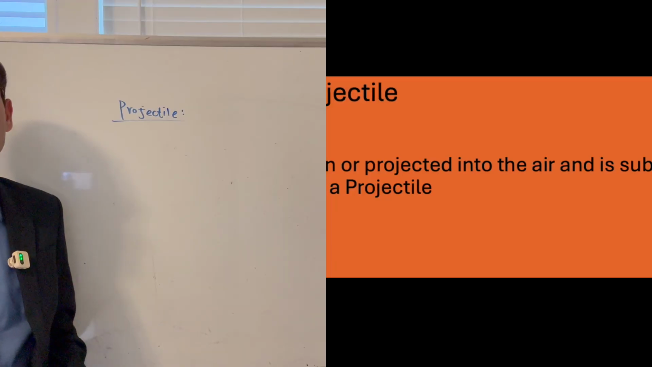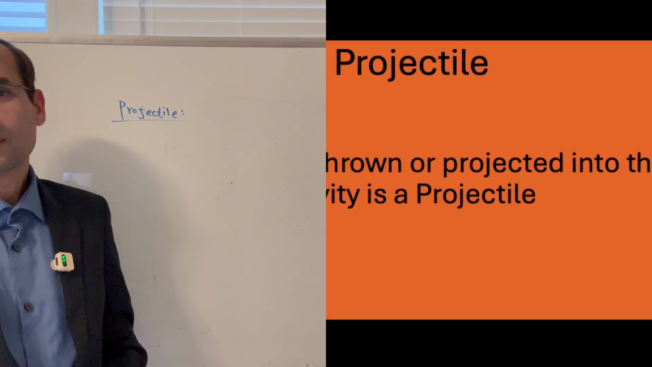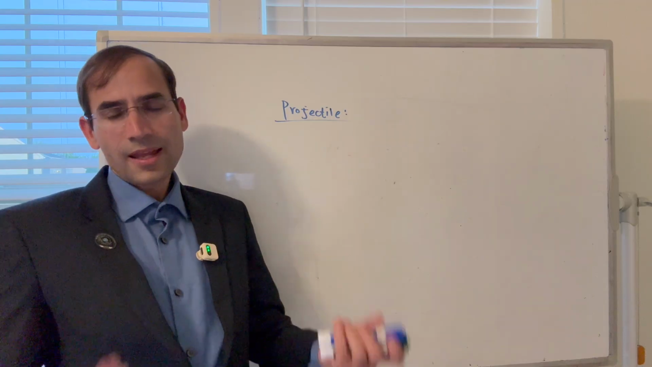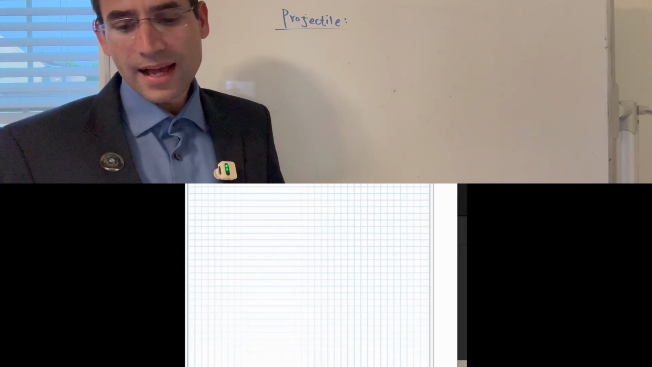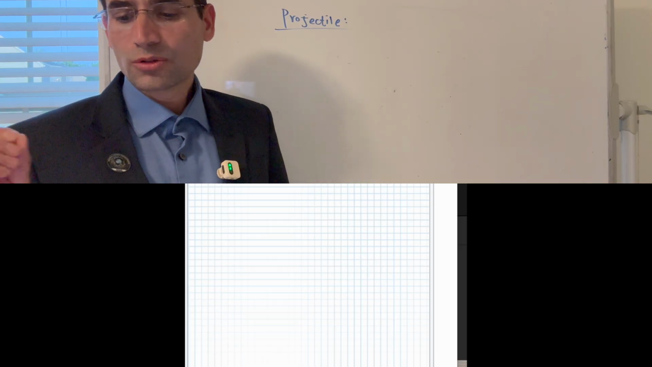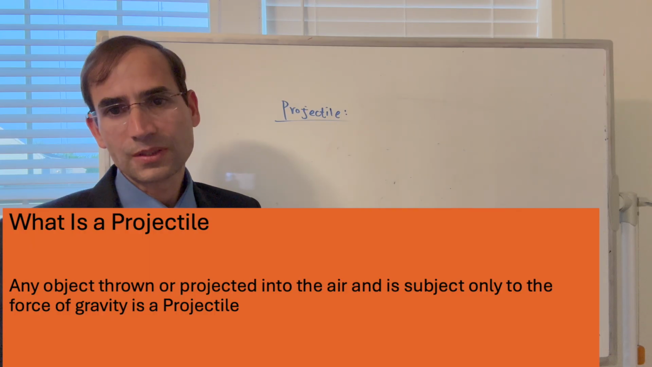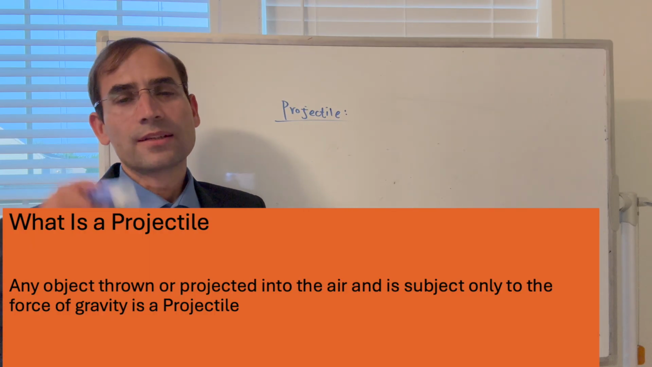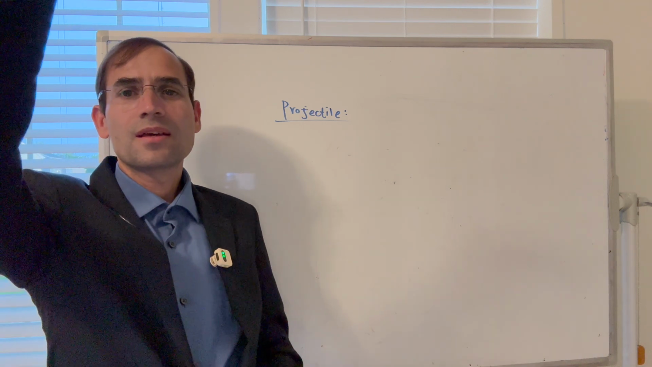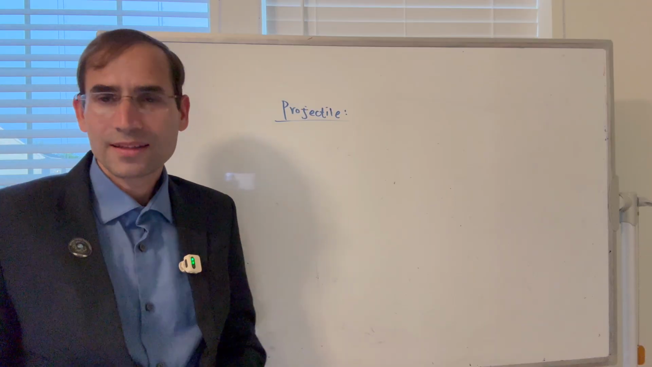Anything you throw into the sky, anything that is projected into the air and subjected only to the force of gravity, that is called projectile motion. Okay, so if I throw a stone into the sky, it reaches the maximum height, then again descends back to the ground. That is projectile motion.